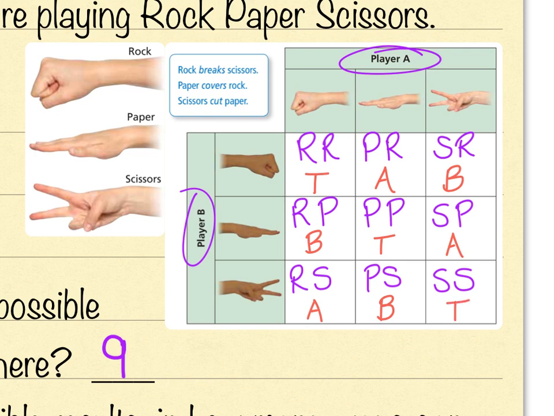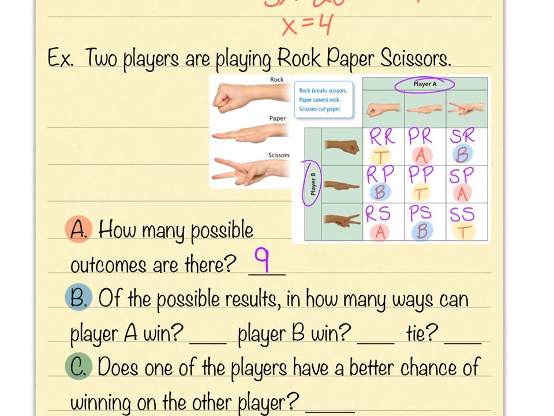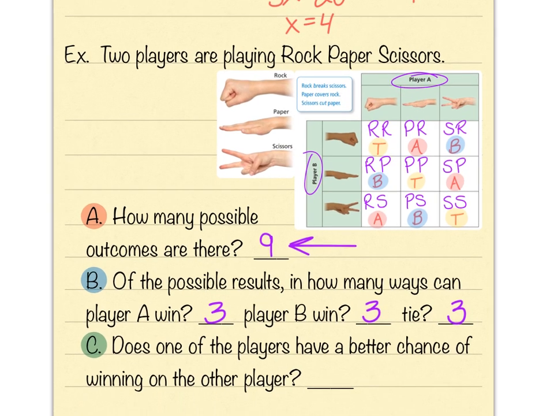So our different options here, I'm going to color them. Player A can win 1, 2, 3 ways. Player B can win 1, 2, 3 ways. And then they can tie 1, 2, and 3 different ways. So there are 3 ways player A wins, 3 ways player B wins, and 3 ways there's a tie. These numbers give us the 9 different outcomes: 3 plus 3 plus 3.